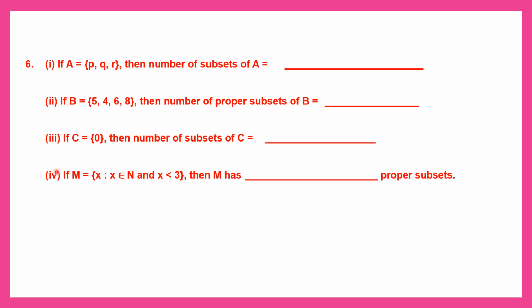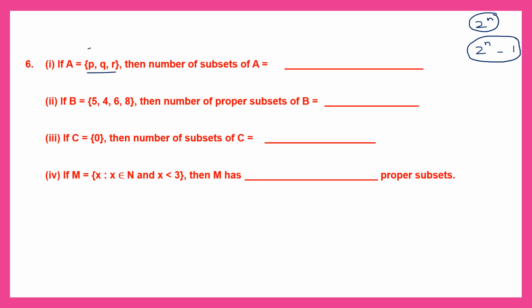Question 6. In this we have 4 questions. First one. If set A is equal to {p, q, r}, then the number of subsets of A. Remember, we learnt about number of subsets and number of proper subsets. To find the number of subsets, we say 2 to the power of n. And to find the number of proper subsets, we say 2 to the power of n minus 1. So we have to use this formula. This is to find the number of subsets. And this is to find the number of proper subsets. Now what does n stand for here? n stands for the number of elements in each set. So look at the first one. How many elements are there?